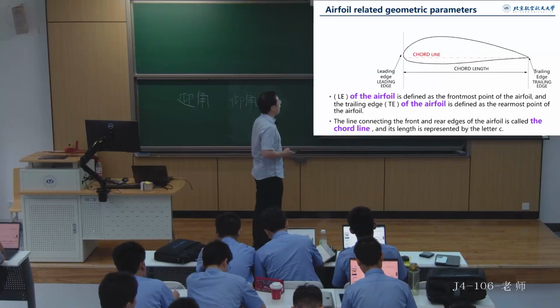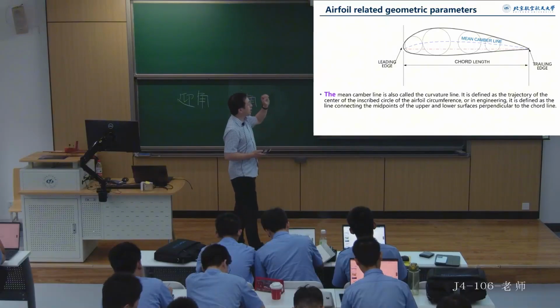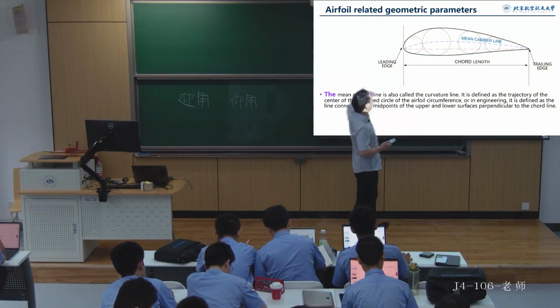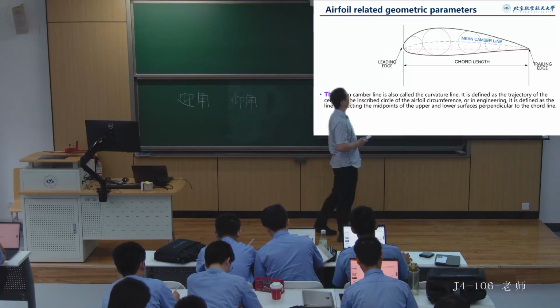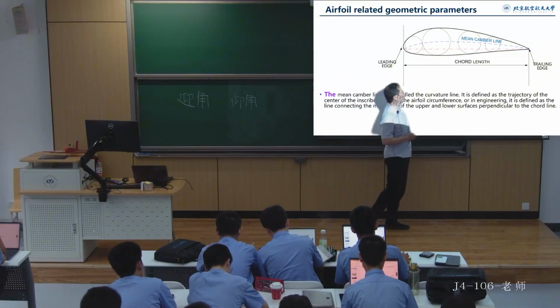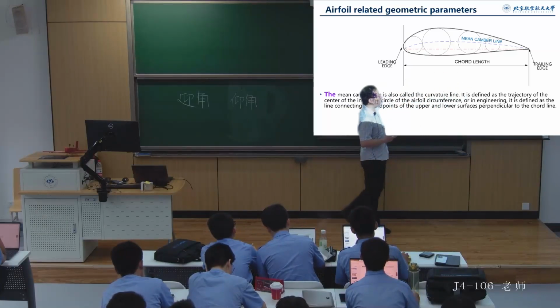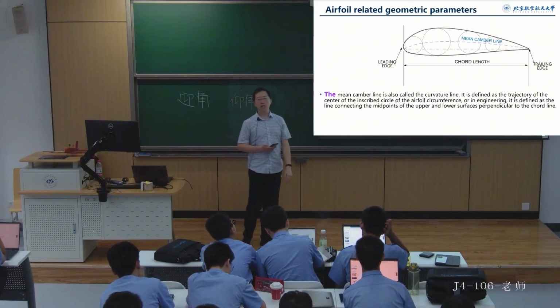And then, we can perform another process on this type. Can we draw countless tangent circles along the leading edge to the trailing edge of this airfoil, tangent to both the upper and lower surfaces? At this point, the centers of these countless tangent circles can be connected to form an arc. We give this arc a specific name. We call it the mean camber line in English.